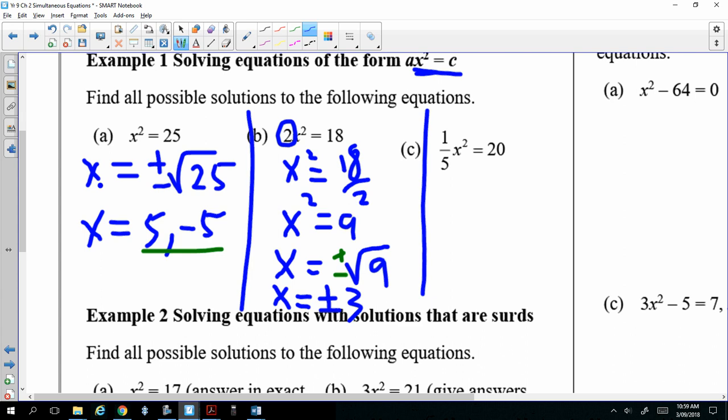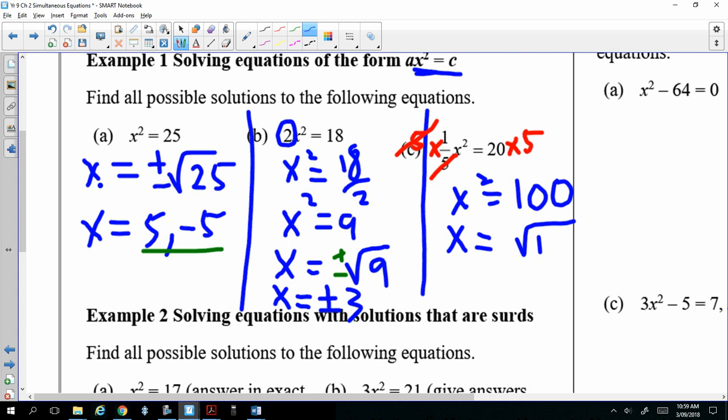All right, now, what if there's a 1/5 in front? You times it by what? 5. Thank you. Good. Times it by 5, because there's a 5 in the denominator. So you get x squared equals 100. And if you square root, x equals square root of 100. What's missing? Plus or minus. And what do you get? Plus or minus 10. Done.